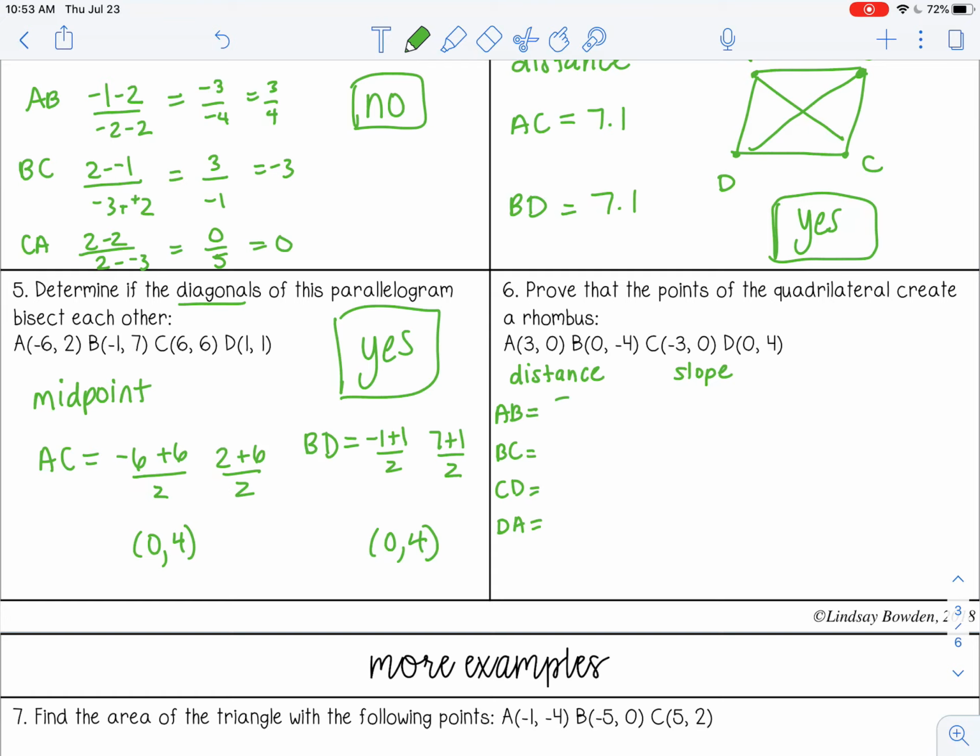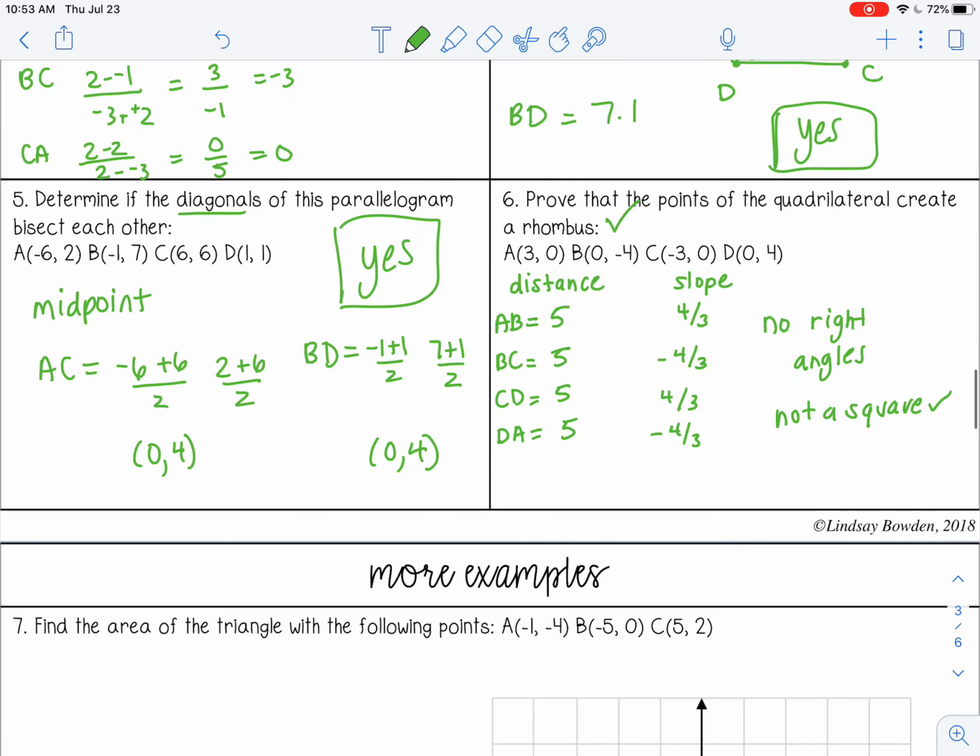Okay, so for the distance, I got 5 for each side. So that does prove that it has all equal sides, but it still could be a rhombus or a square. So I needed to do slope. So for slope, I got positive 4/3, negative 4/3, positive 4/3, negative 4/3. Now, these are opposite slopes, but they are not opposite reciprocal slopes. So I do not have any right angles. So that proves it's not a square. So therefore it is a rhombus.